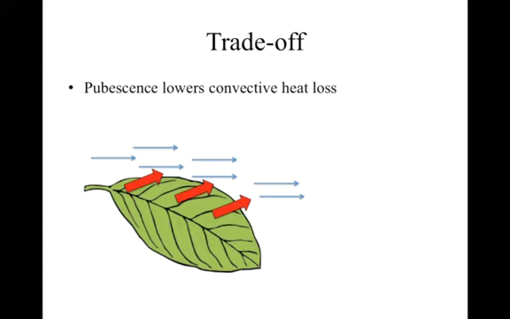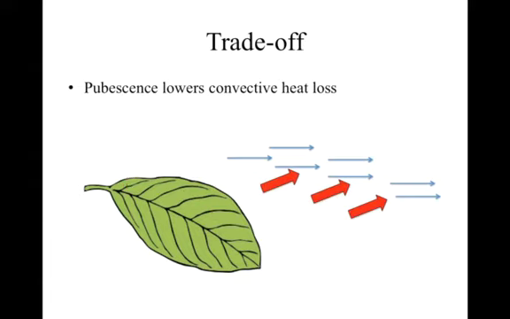So remember, if the organism is hotter than the surrounding air, as that air blows by, the organism will deposit heat into the environment through convective heat loss. Well, if a plant is covered in hair, then that impedes or slows down the amount of heat that's lost to the air blowing over top.